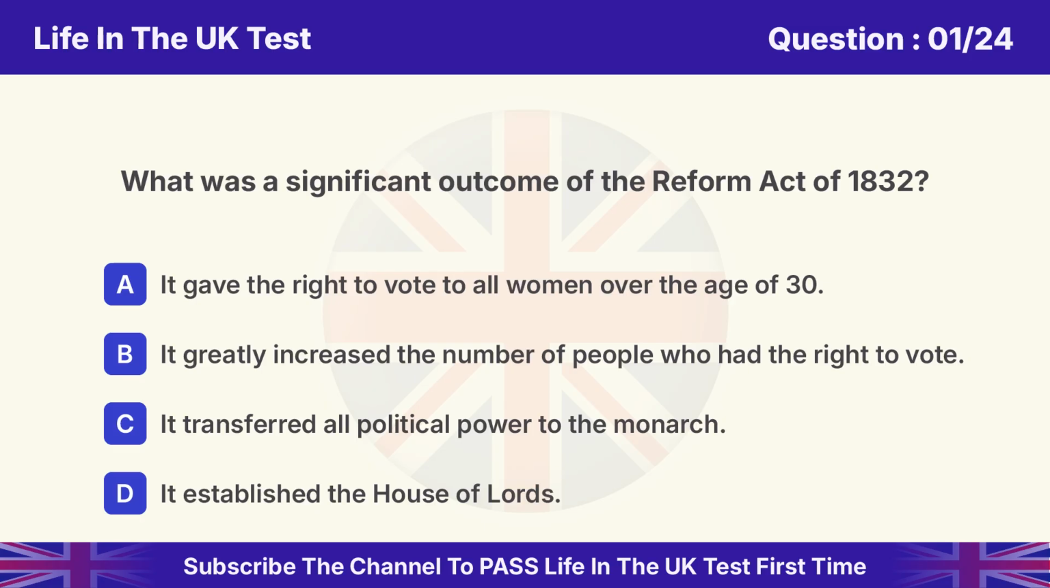Question 1. What was a significant outcome of the Reform Act of 1832? Option A. It gave the right to vote to all women over the age of 30. B. It greatly increased the number of people who had the right to vote. C. It transferred all political power to the monarch. D. It established the House of Lords.